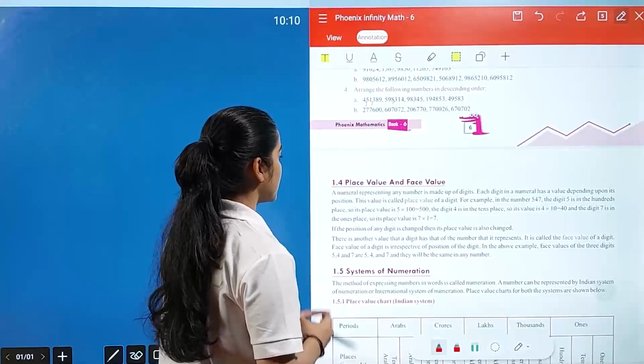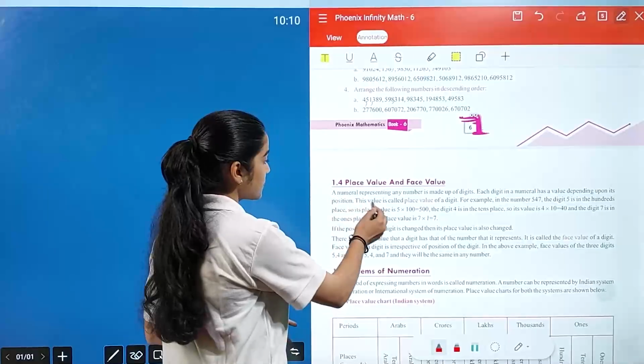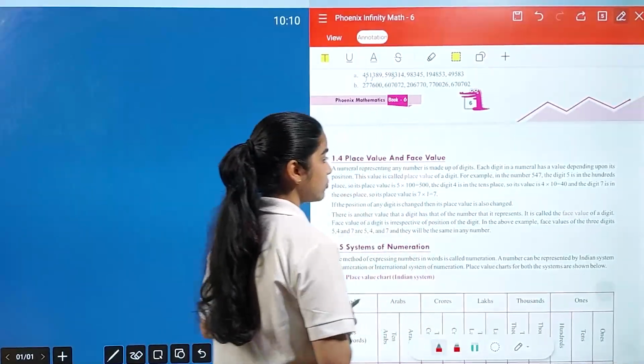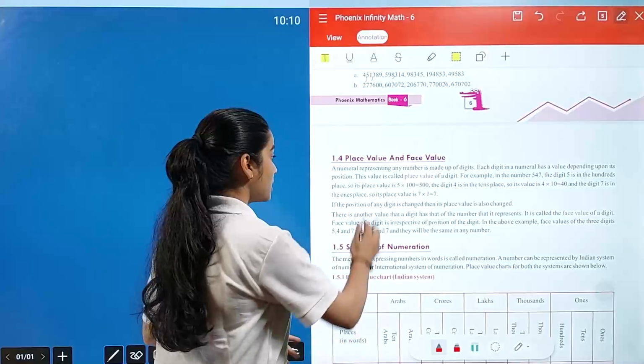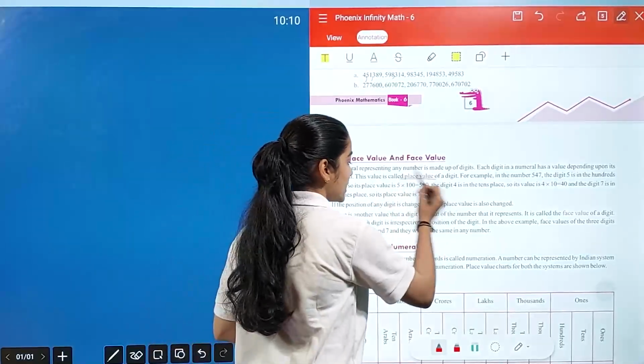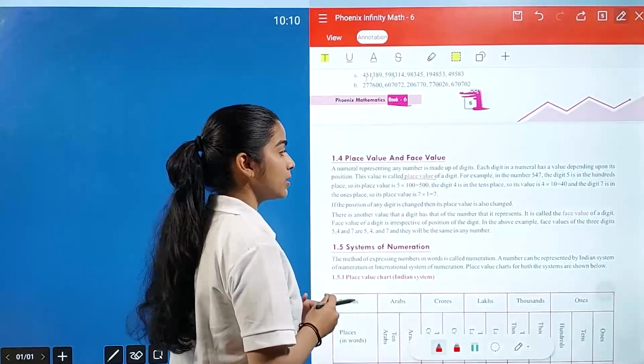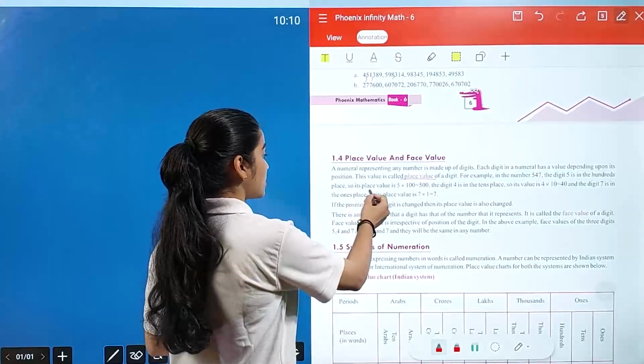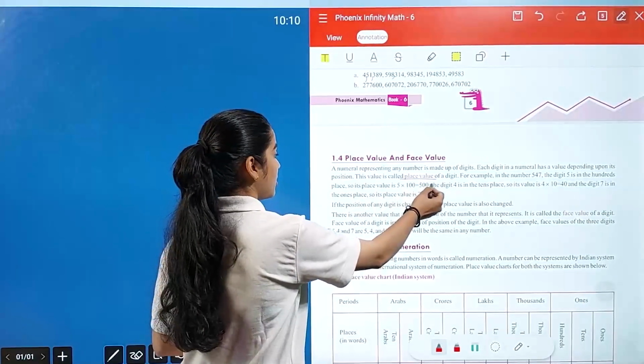Next concept we have place value and face value. A numeral representing any number is made up of digits. Each digit in a numeral has a value depending upon its position. This value is called the place value of a digit. For example, in the number 547, the digit 5 is in the hundreds place. So its place value is 5 multiplied by 100, which is 500.